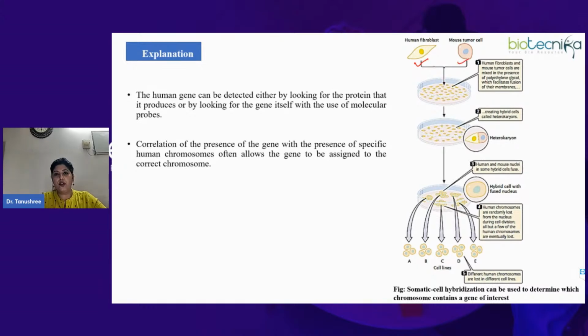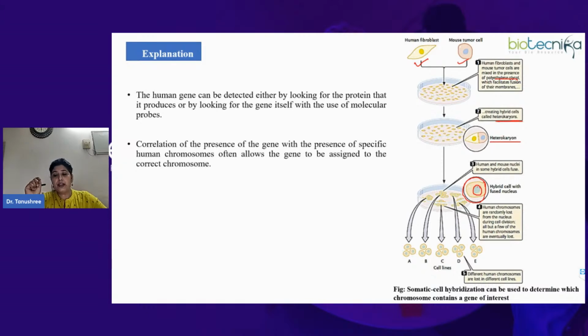Obviously for the fusion to happen, you need to provide some sort of trigger, some chemical reagent. So polyethylene glycol is provided and that results in fusion of these two cells. When they fuse, they form a structure called a heterokaryon. In this heterokaryon, the nuclei of both cells are still not fused. Later, human and mouse nuclei can fuse together, resulting in the hybrid cell. This is the hybrid cell with the fused nuclei.